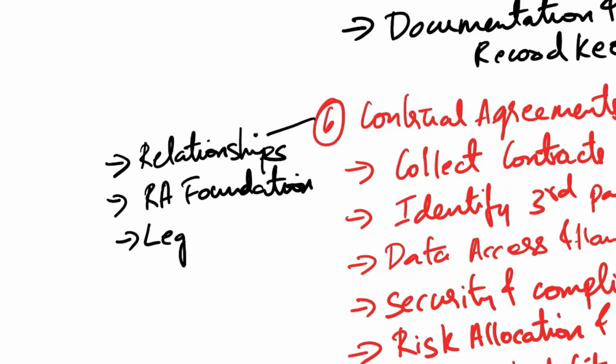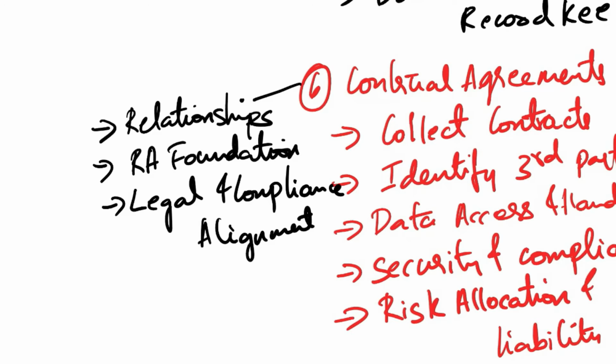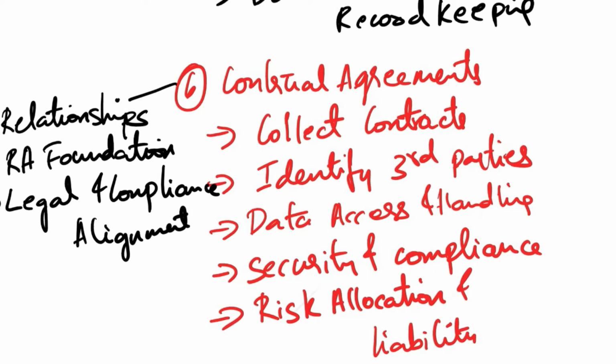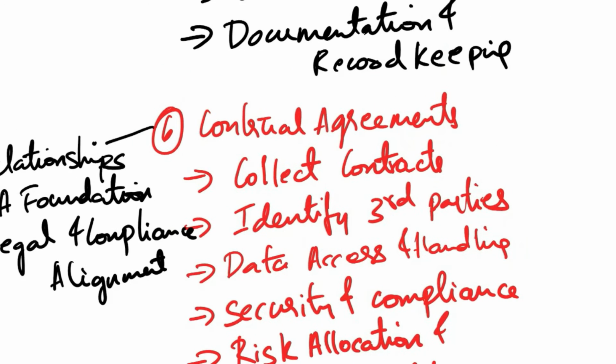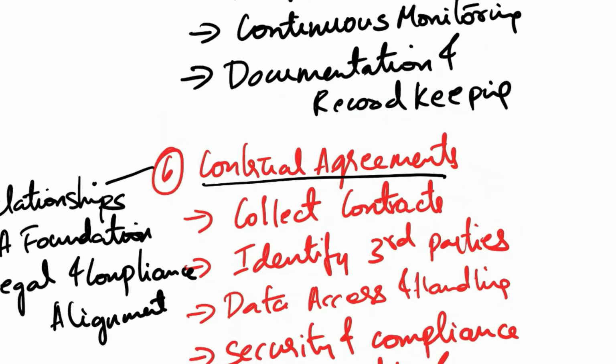Next, legal and compliance alignment. Ensuring that contractual agreements align with legal and compliance requirements is crucial for mitigating legal risks and ensuring that third parties adhere to necessary standards. So, the information obtained from reviewing contracts feeds into the broader TPRM process by providing a basis for assessing and managing risks associated with each third party. This step ensures that third party engagements are in line with organizational policies, regulatory requirements, and security standards.